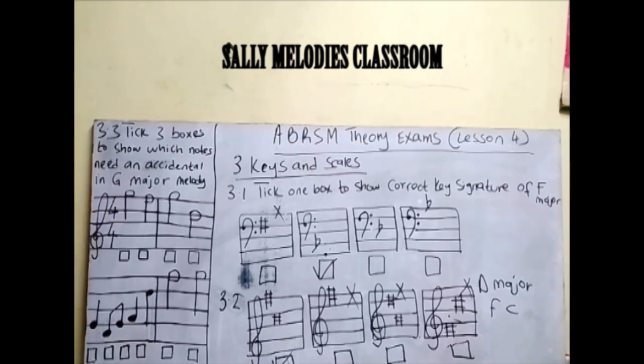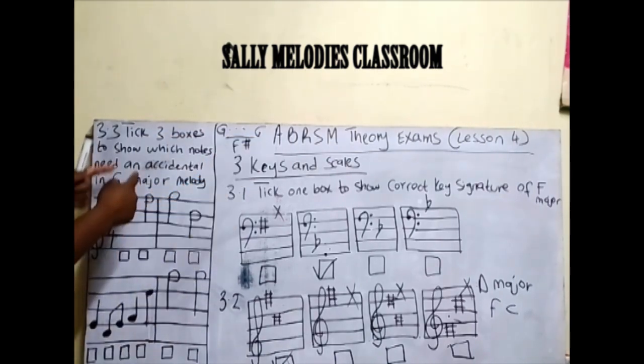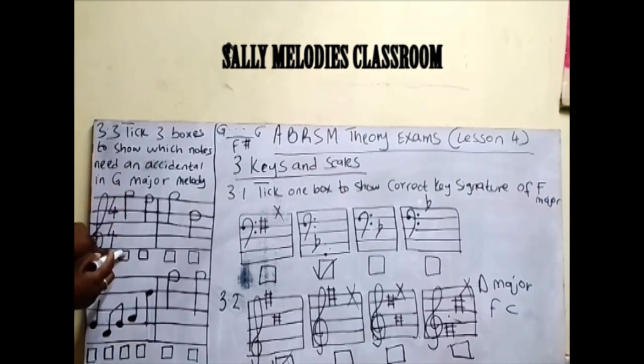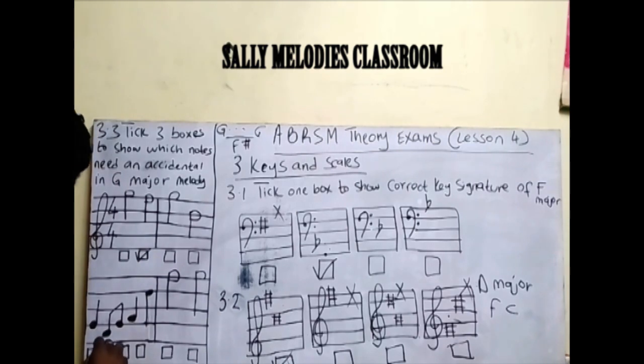Tick 3 boxes to show which notes need an accidental in G major melody. G has got 1 sharp, and that 1 sharp is found at F. This is a G, so that one does not need an accidental. This is an F, it needs an accidental. This is a G, it doesn't need. This is a D, it doesn't need. This is a G, it doesn't need. This is an F, so it needs an accidental.